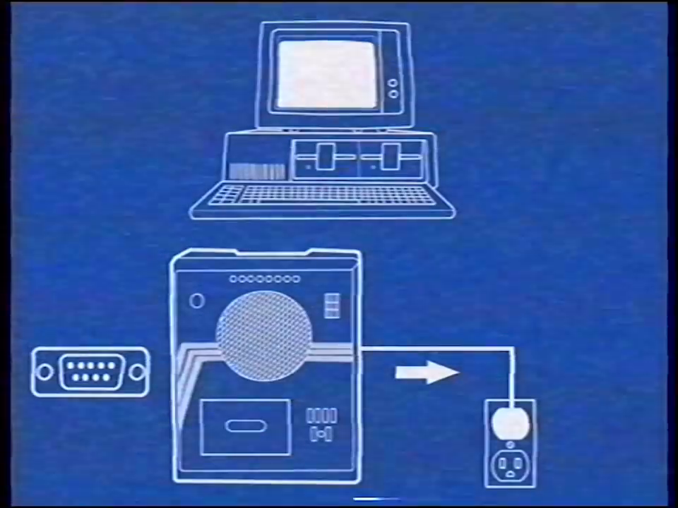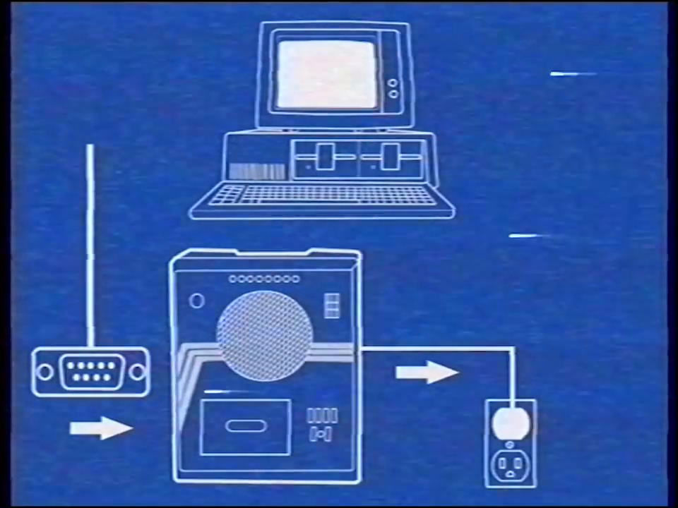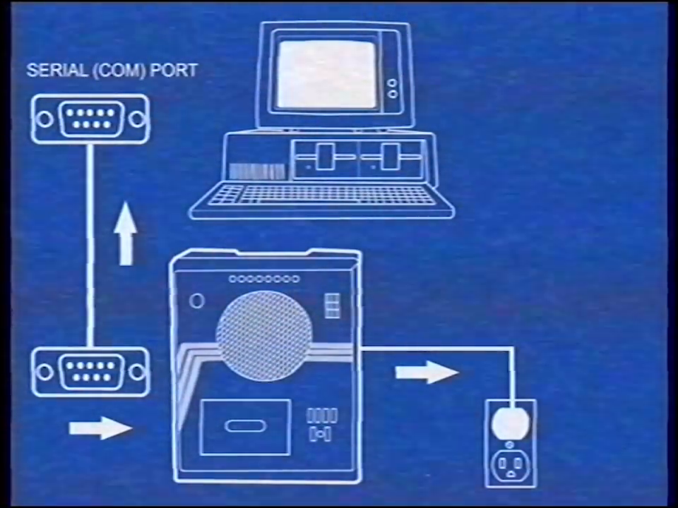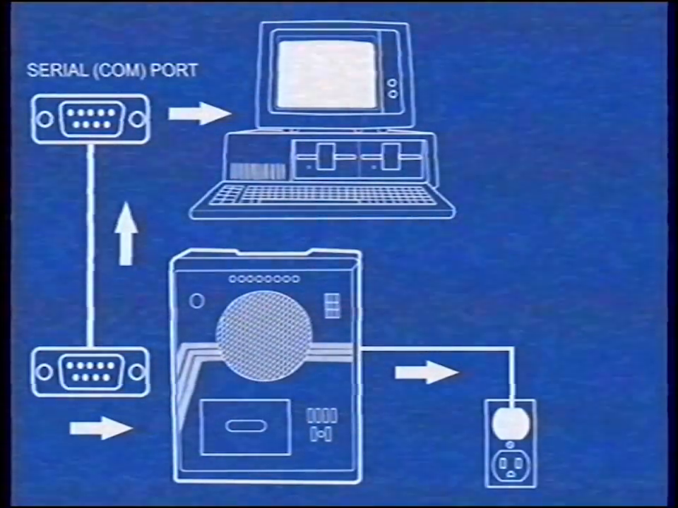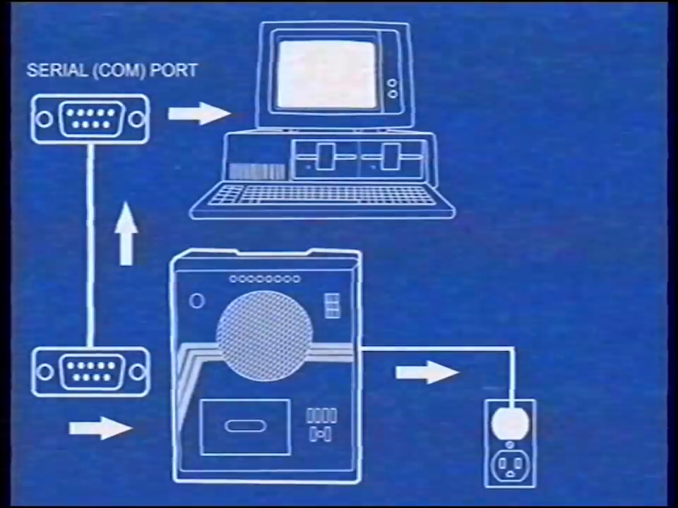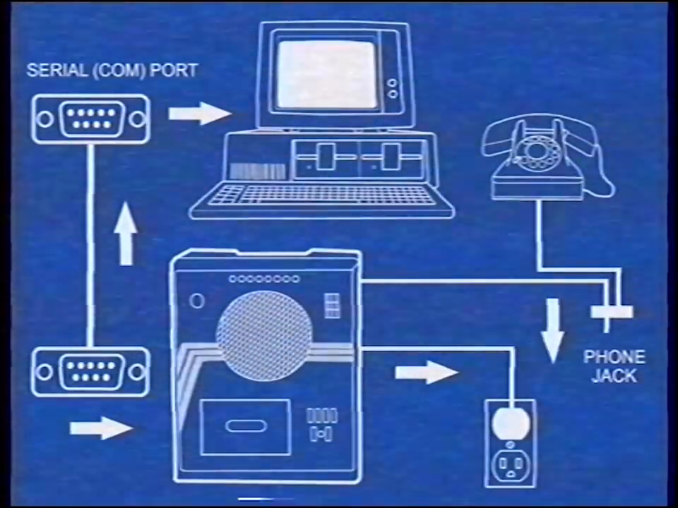Step 1. Plug the power cable of your Alexa into your wall outlet, close to your PC. Step 2. Plug the communication cable with the label COM1 into your Alexa and plug this into an available COM port of your computer. If you don't have a port available, you can buy a communication port card from your computer hardware store. Step 3. Connect your Alexa to your phone line with the provided cable.